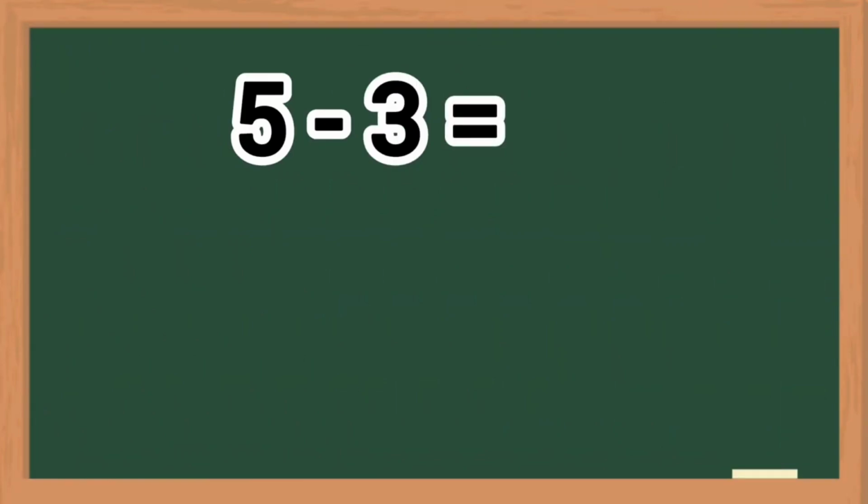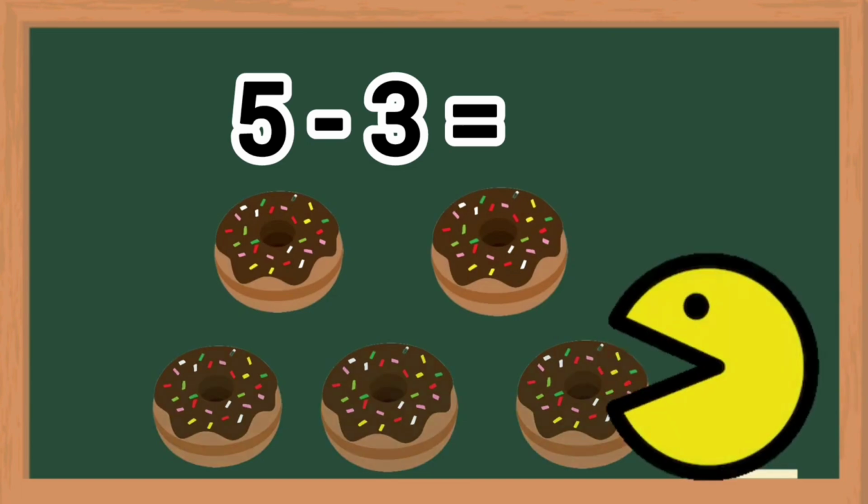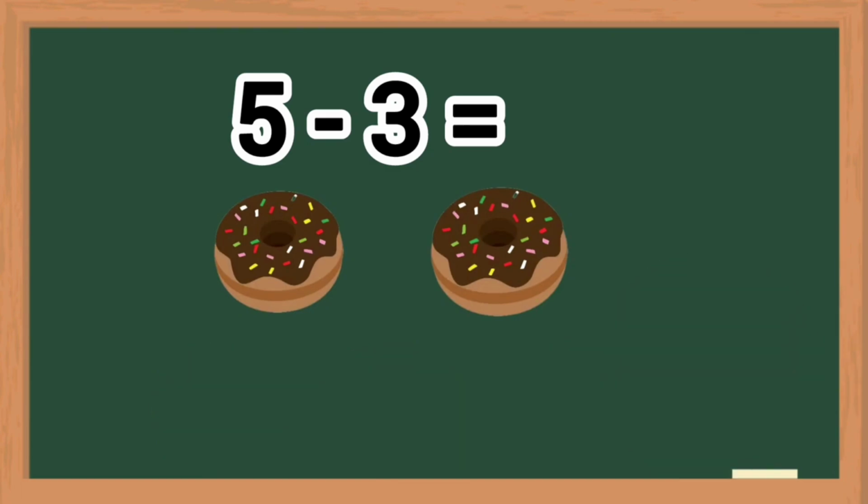5 minus 3 equals 2. Now we have 5 donuts, and 3 donuts are eaten. So how many donuts are left? Yes, you are correct. We have 2 donuts left.